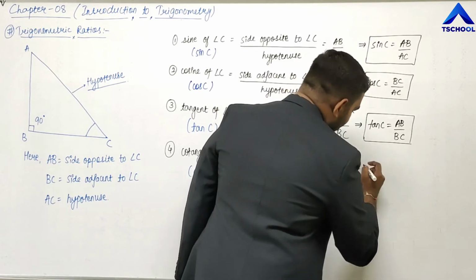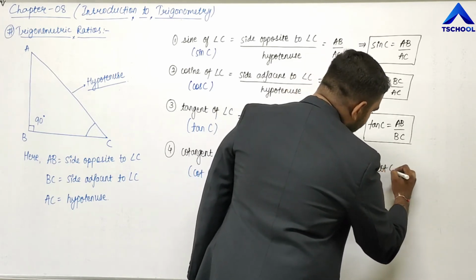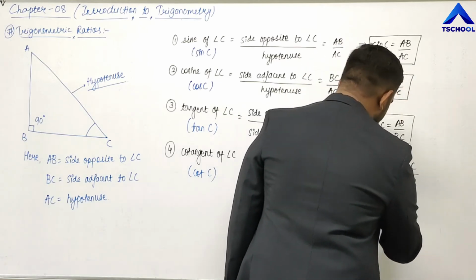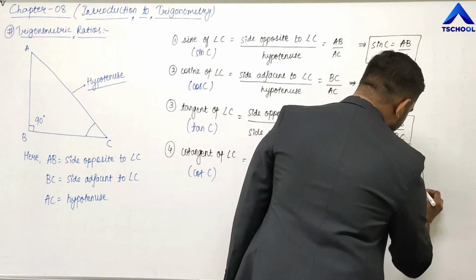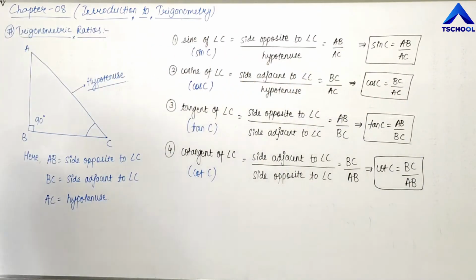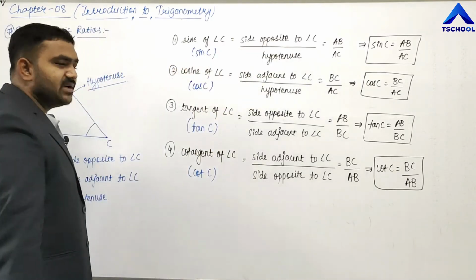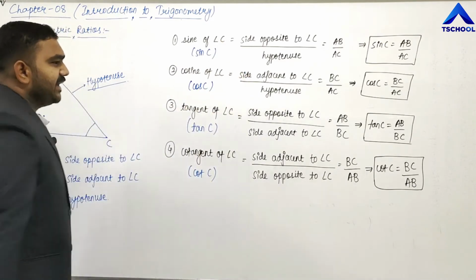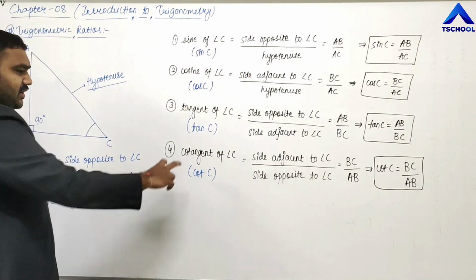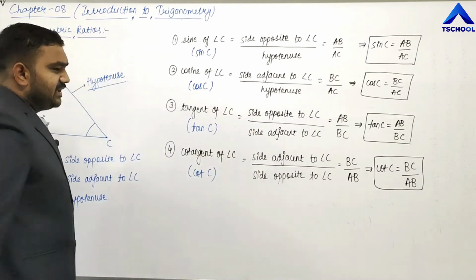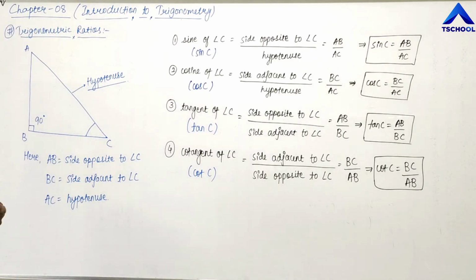So, basically you can write down the ratio as cot C is equal to BC upon AB, which gives me my fourth ratio, that is cot C equals BC upon AB. Right? That is my fourth ratio here, friends. The first one again, sin C, that is side opposite to angle C upon hypotenuse, cos C, side adjacent to angle C upon hypotenuse, tan C, side opposite to angle C upon side adjacent to angle C, cot C, that is side adjacent to angle C upon side opposite to angle C.